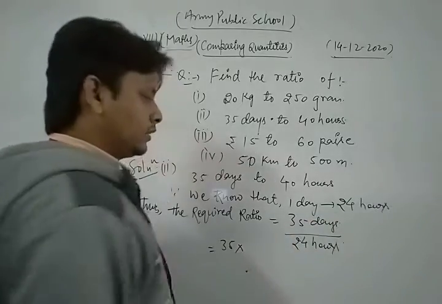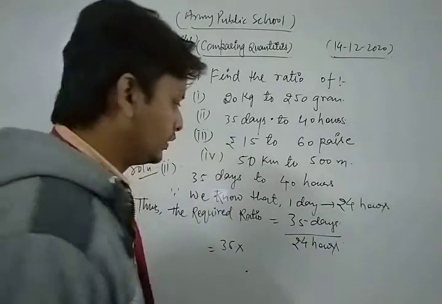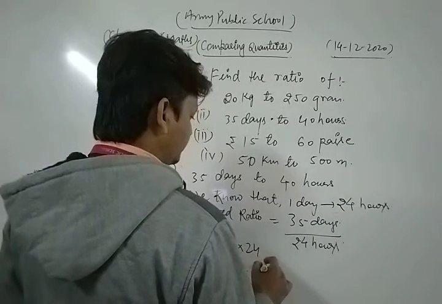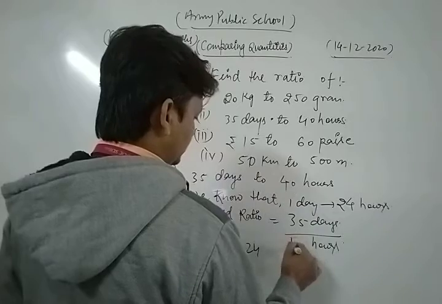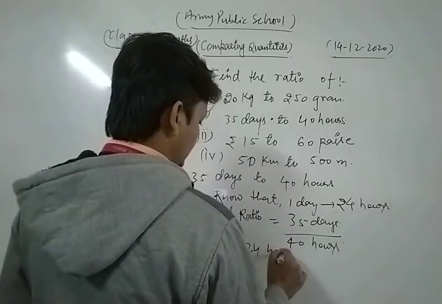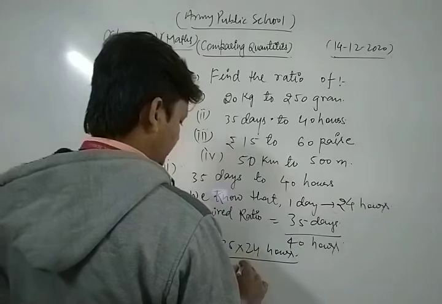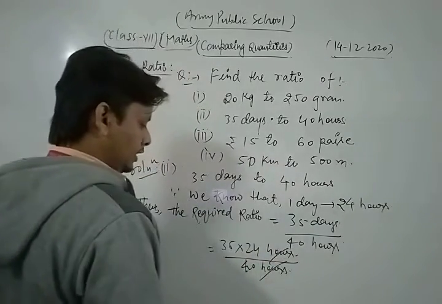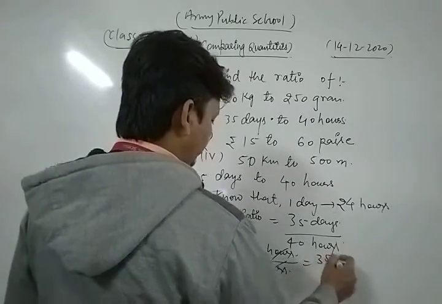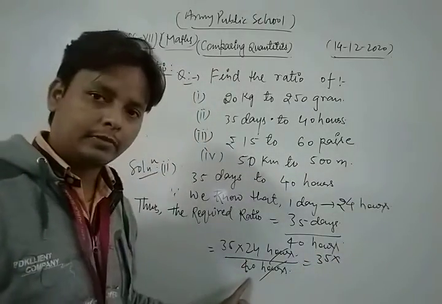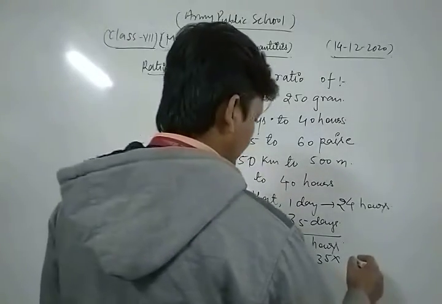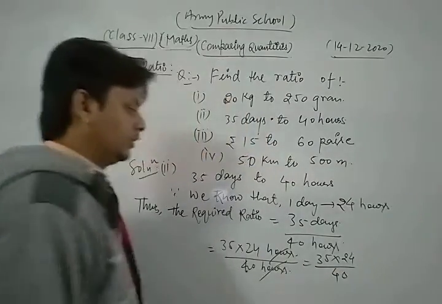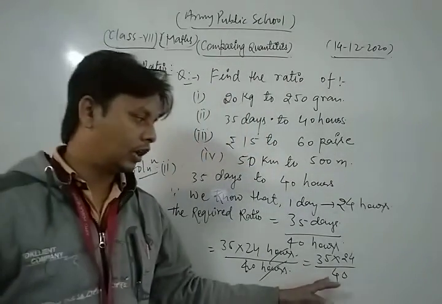We get 35 into days. First of all we convert days into hours, so we write one day is 24 hours. So we write 24 hours, divided by 40 hours. Hours cancel each other, so we get 35 into 24 divided by 40. Now we simplify them.